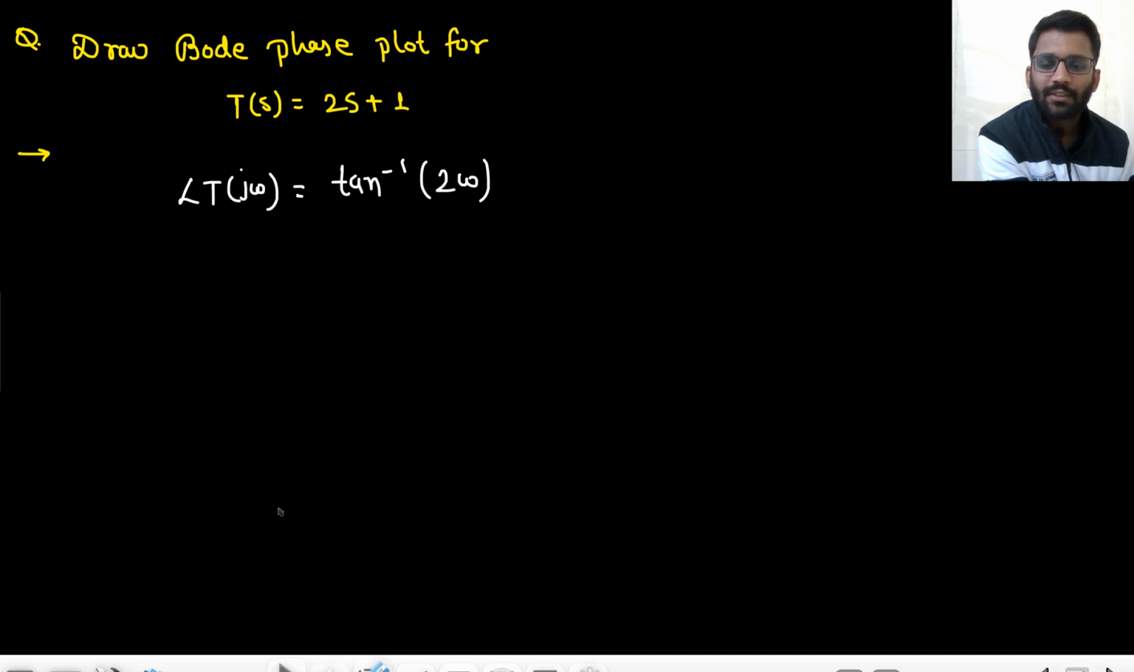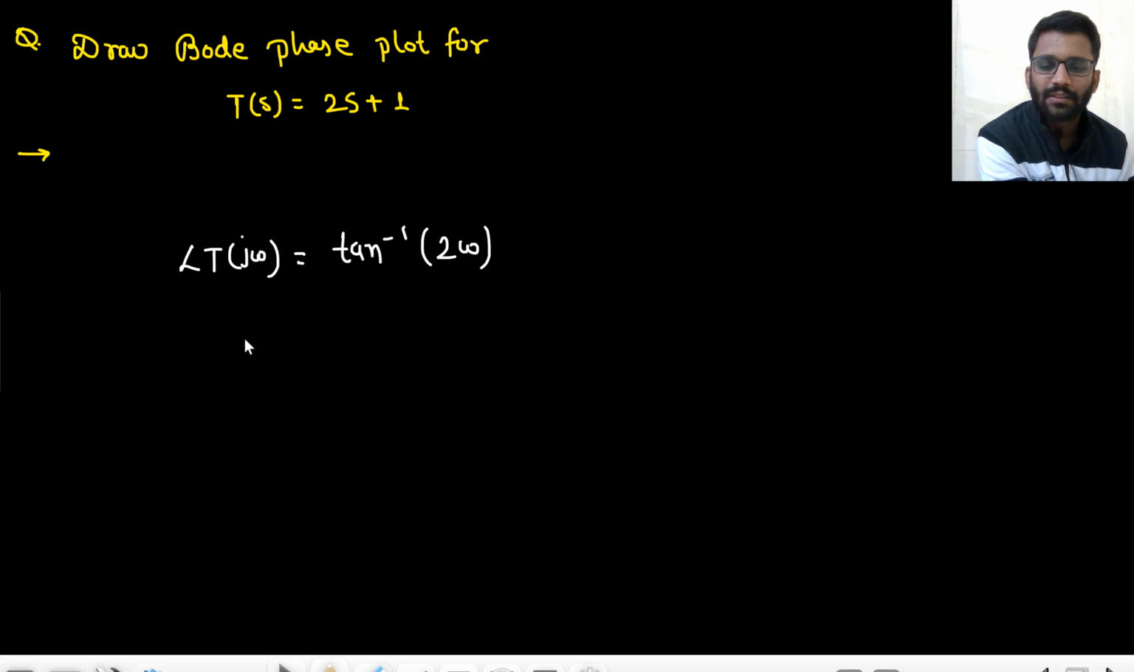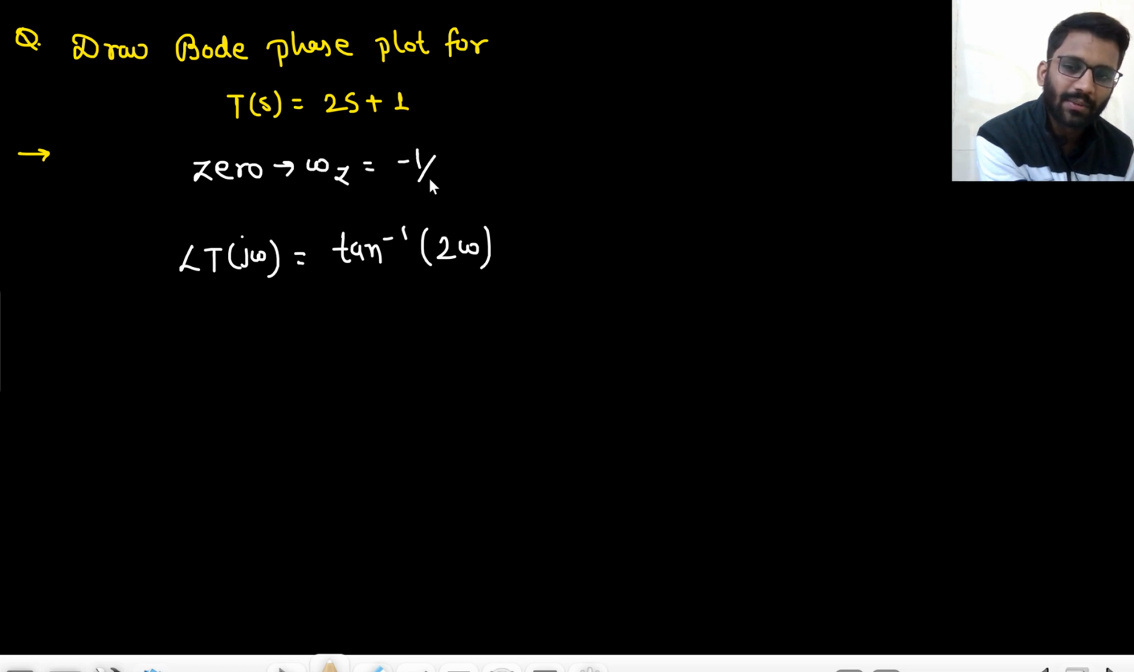So first task would be to find the 0. Where is the 0? 0 or pole, whatever there is. So where is my 0? Omega z. That is at minus 1 by 2. Okay. So, and this is my angle.